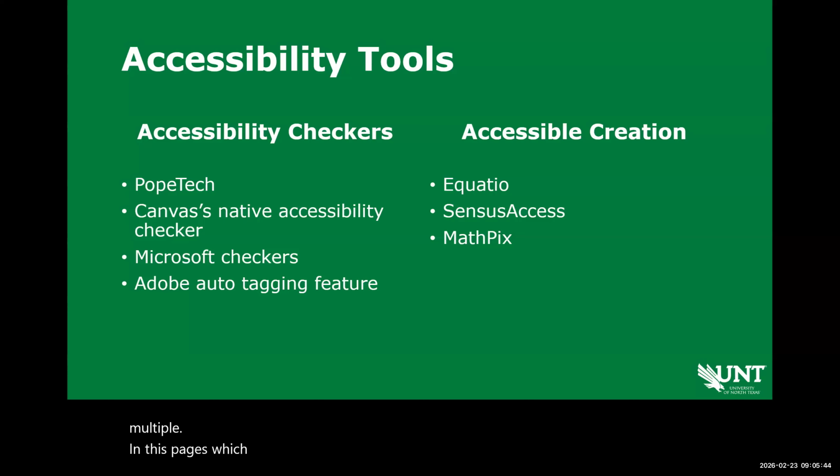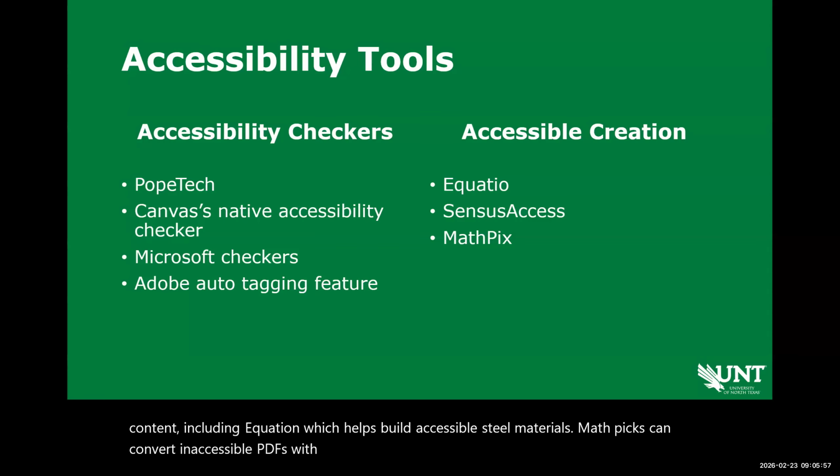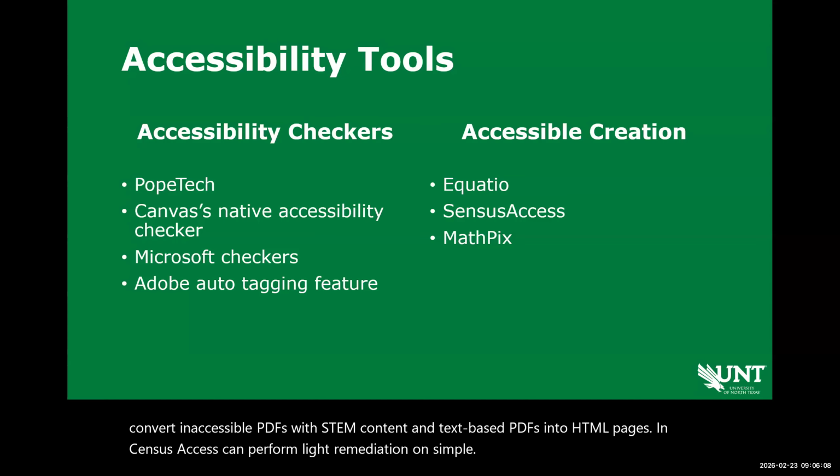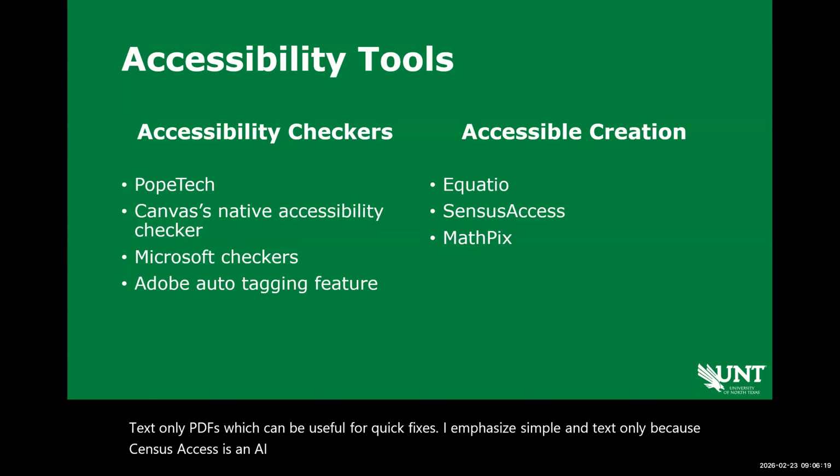We also have tools that support creation of accessible content, including Equatio, which helps build accessible STEM materials. MathPix can convert inaccessible PDFs with STEM content and text-based PDFs into HTML pages. And Census Access can perform light remediation on simple text-only PDFs, which can be useful for quick fixes. I emphasize simple and text-only because Census Access is an AI tool. It won't decipher complex tables, images, and infographics.